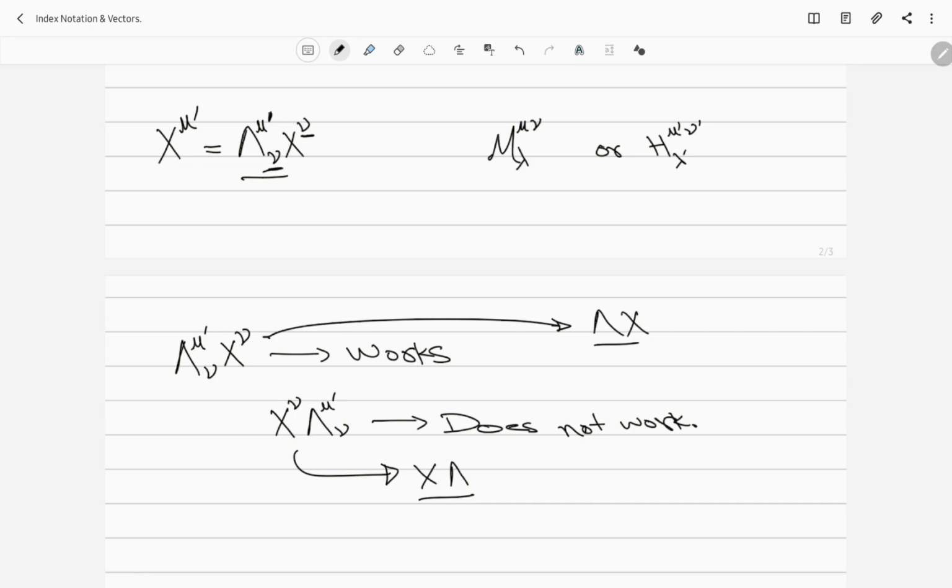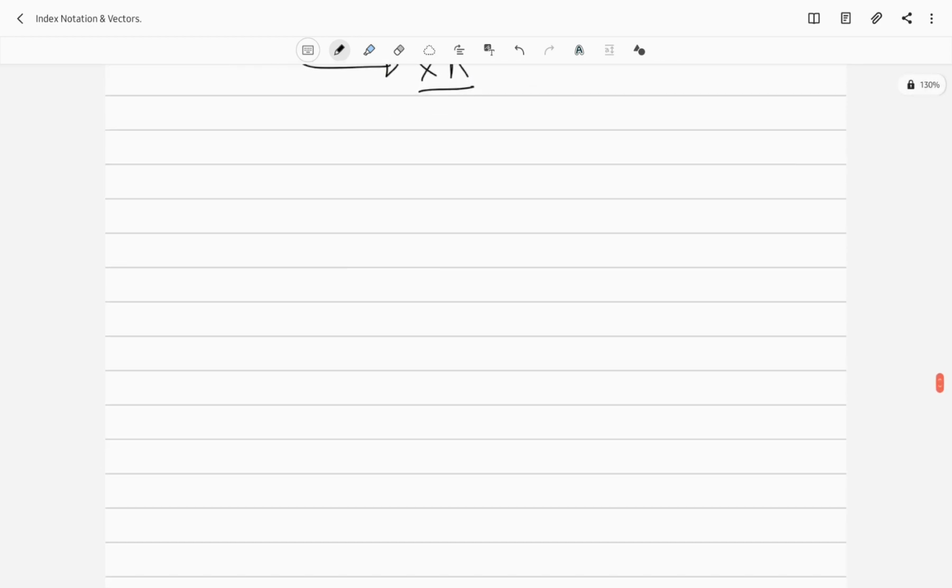Okay, we talked a lot about this index notation. With all of this, we are now absolutely ready to move on to the topic of vectors. So let's start. We'll talk about vectors now.